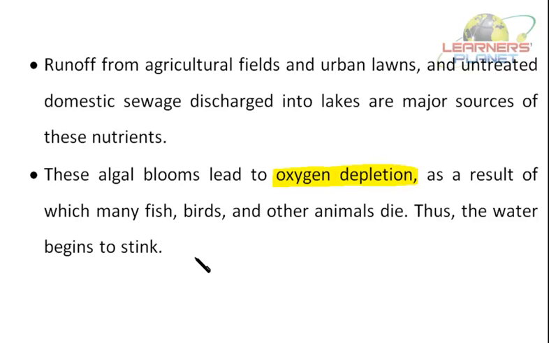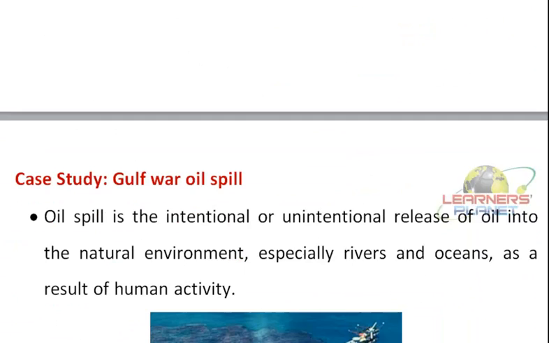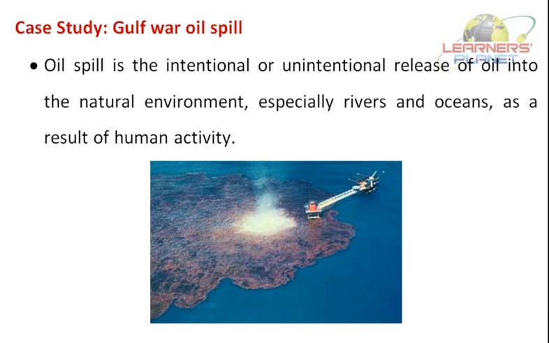And now we will discuss one case study, which is the Gulf War oil spill. So let us discuss it. Yes, the Gulf War oil spill. Now students, an oil spill is the intentional or unintentional release of oil into the natural environment, especially in rivers and oceans, as a result of human activity.